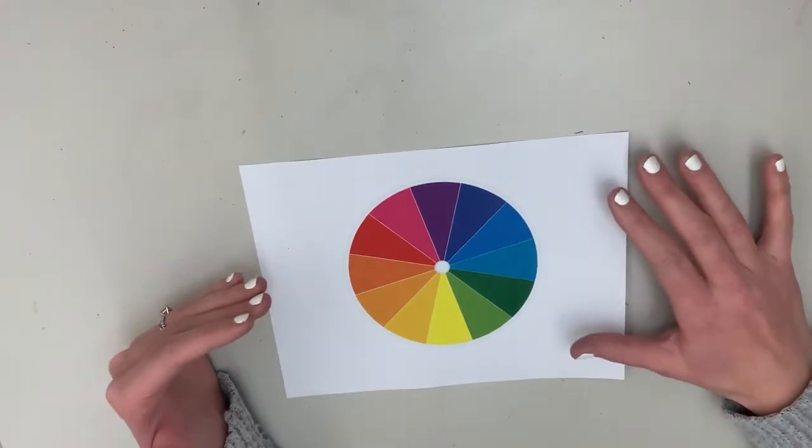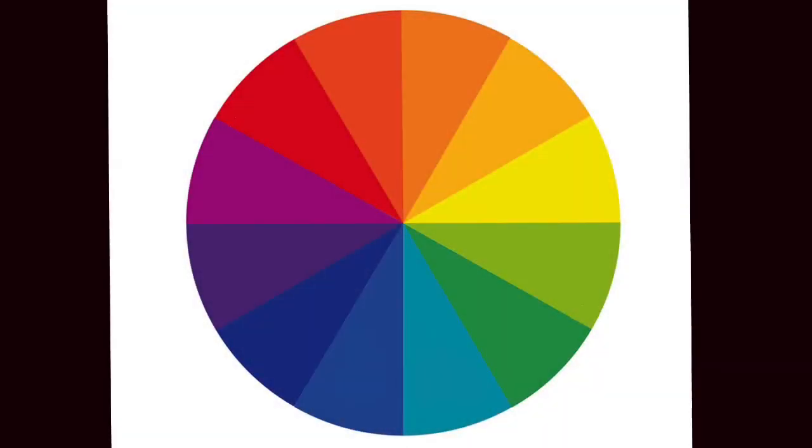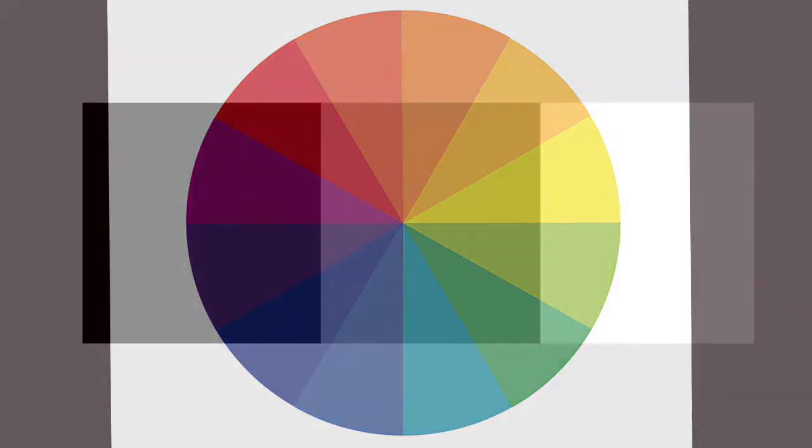The first vocab word is hue. We use the word hue to describe a pure color. So each color on this color wheel is a hue. We call it a red hue, an orange hue, a red-violet hue, a blue-green hue, and so on. You can change the variation of these hues by adding in either black, white, or gray.